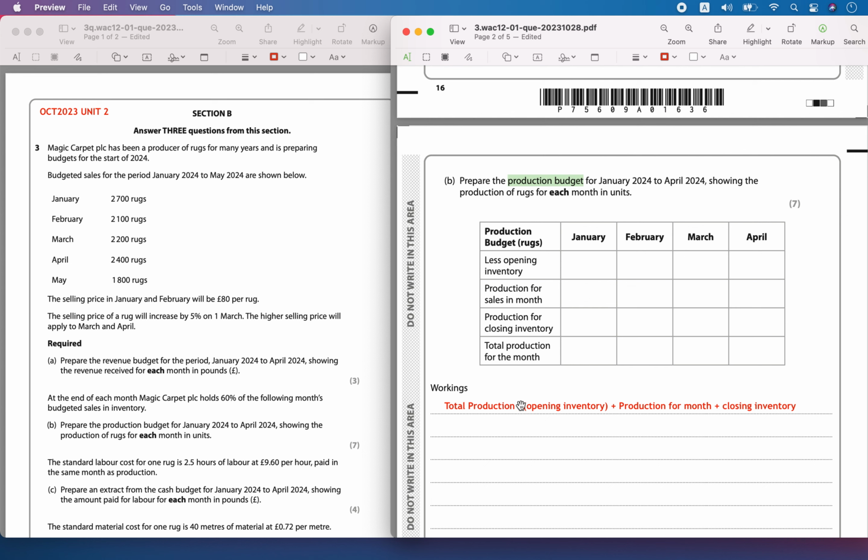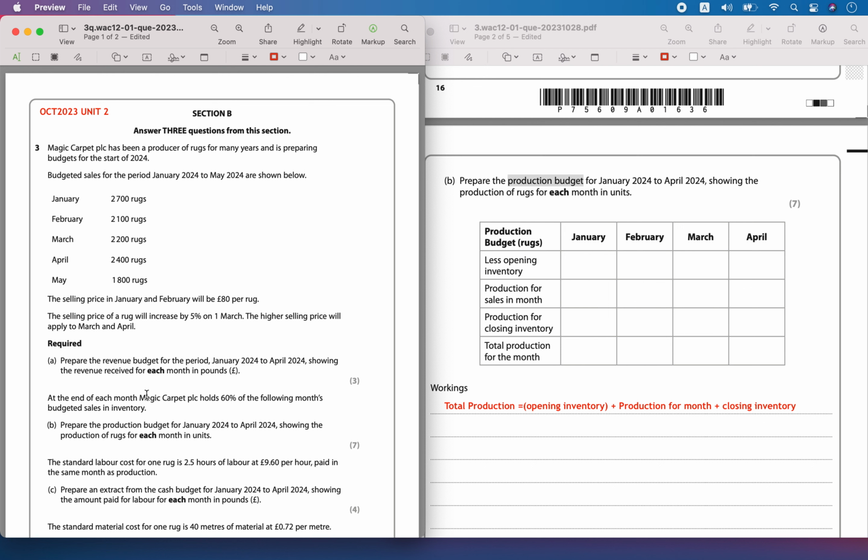So for the production budget, you will have to use this formula wherein we are going to produce a certain amount for the month, which includes opening and closing. Total production will be minus the opening inventory, which was already there so you need not produce it, plus the production required for the month, plus any closing inventory that needs to be there. So that is how you will calculate the total production.